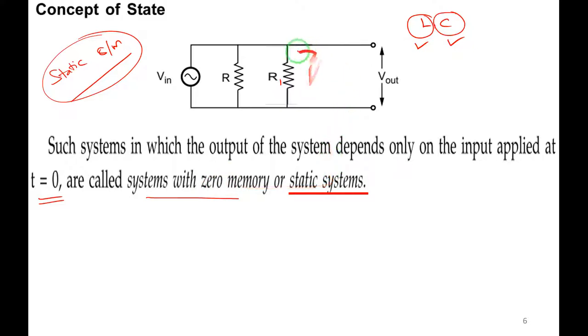I hope you understood by taking the example of the previous electrical circuit and this one, right? The output depends only on the input at time t equal to 0, and it does not depend on the initial conditions of the system, right? Such systems we call static systems.